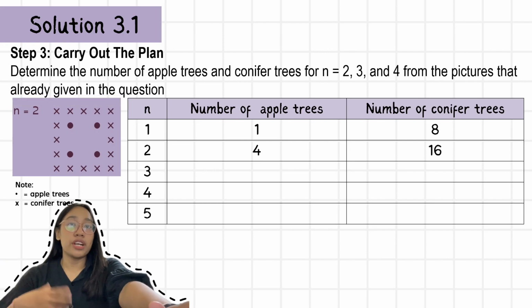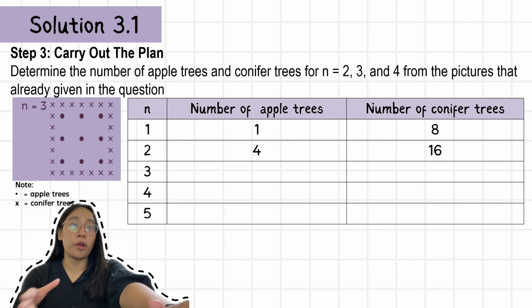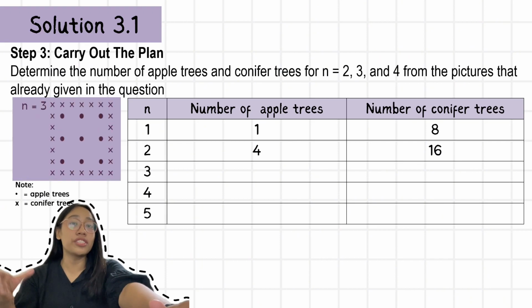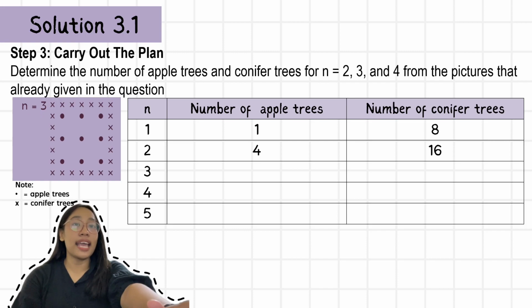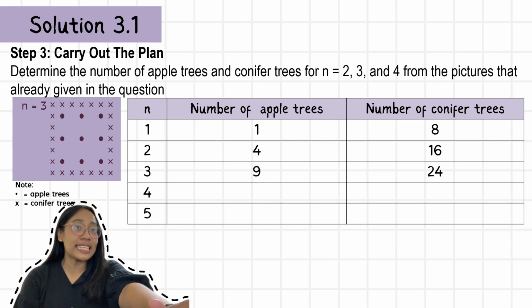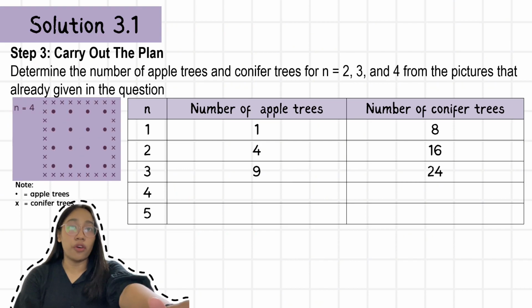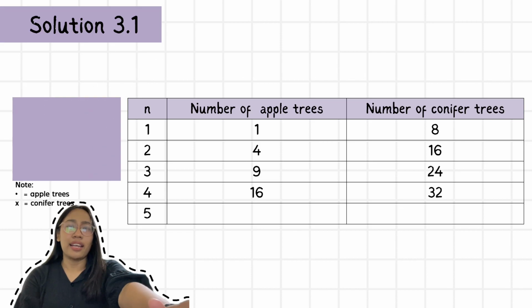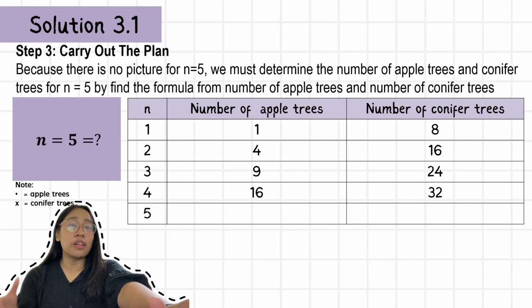Next is the number of apple trees and number of conifer trees for n is equal to 3. This is the picture, so from the picture we can get the number of apple trees is equal to 9, and the number of conifer trees is equal to 24. Next, for n is equal to 4, we can get the number of apple trees is equal to 16, and the number of conifer trees is equal to 32. And the last, how about n is equal to 5?